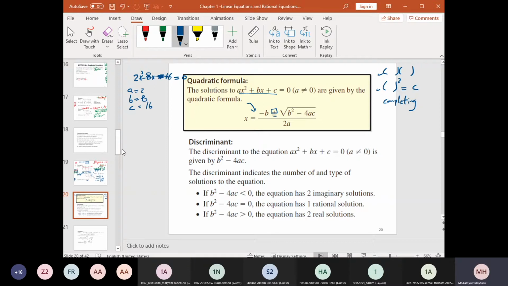You will have minus b, minus minus 8, which is plus 8, plus or minus the square root of, what is b square? It will be 8 square, 64, minus 4 times a times c. What is a? It is 2. What is c? 16. So it will be 4 times 2 is 8, and then 8 times 16, and then over 2a to get the solution. What is it? Our a was 2, so 2 times 2 is 4 like that. Okay.